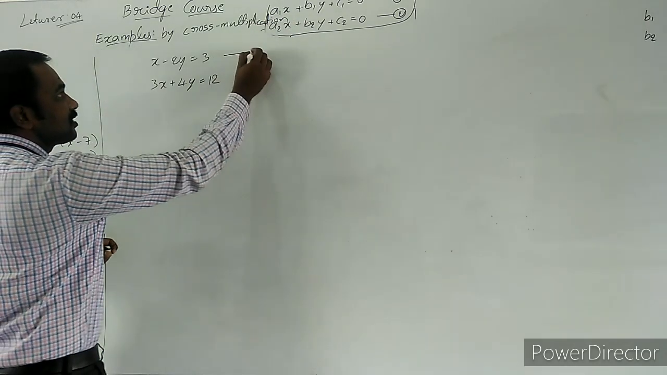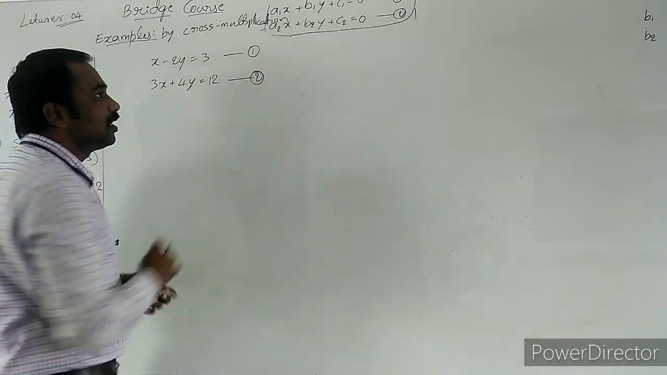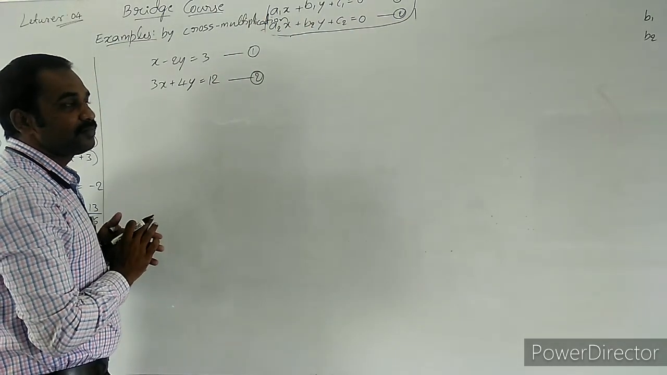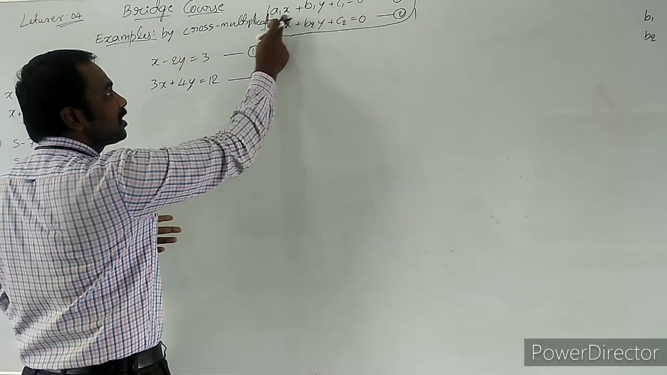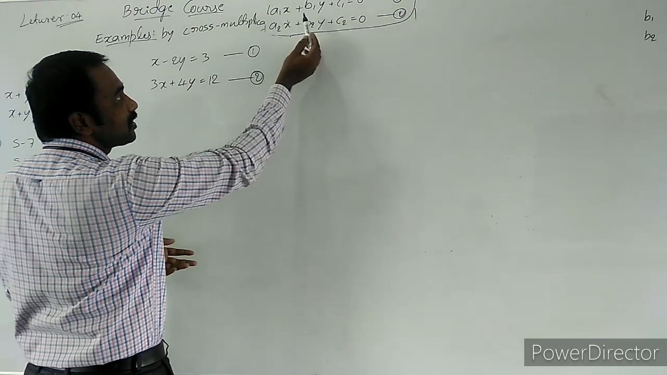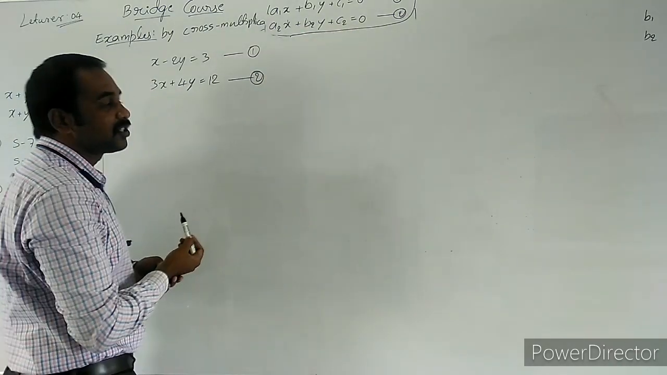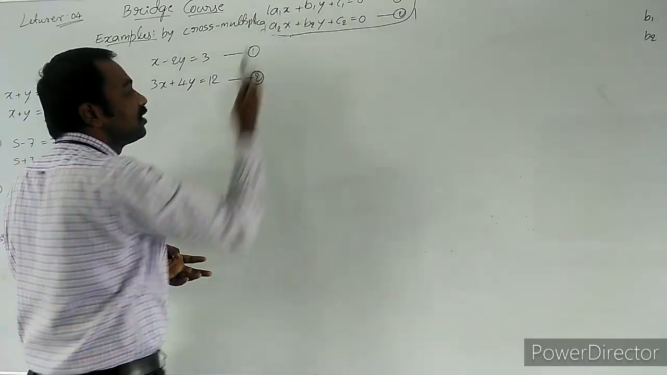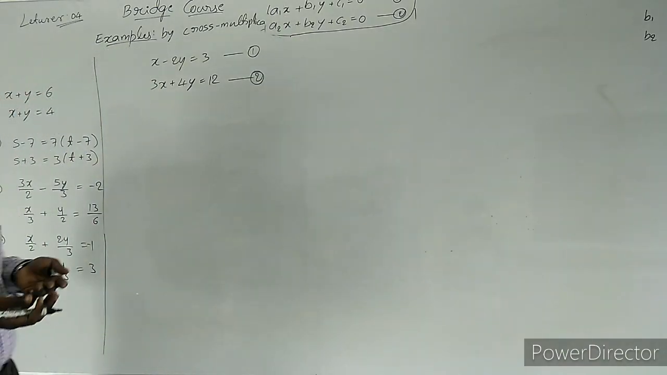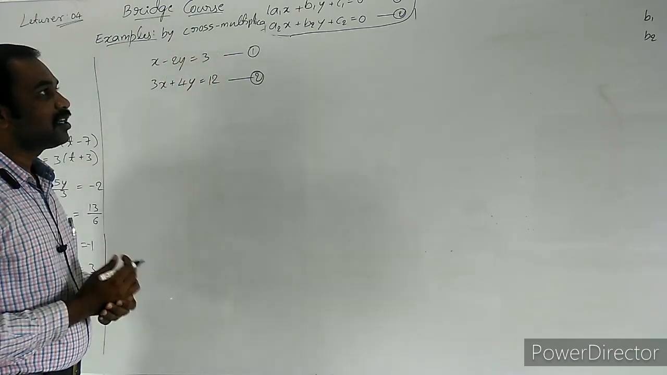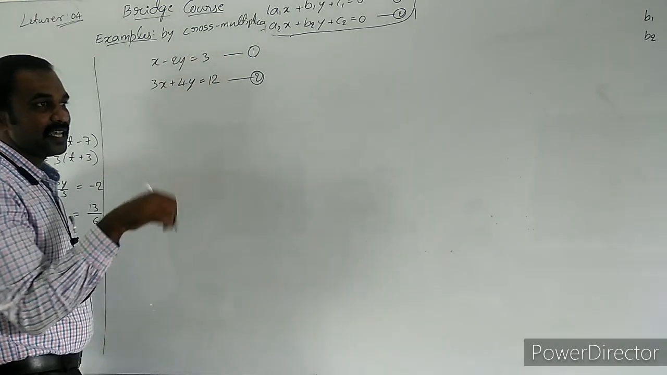Okay, I just call these equation number 1 and equation number 2. As we know, the general form of the simultaneous linear equations, which I have written here, is a1x plus b1y plus c1 is equal to 0, a2x plus b2y plus c2 is equal to 0. Here I need to multiply. Our method is the cross multiplication method. So I need to find the x and y values.